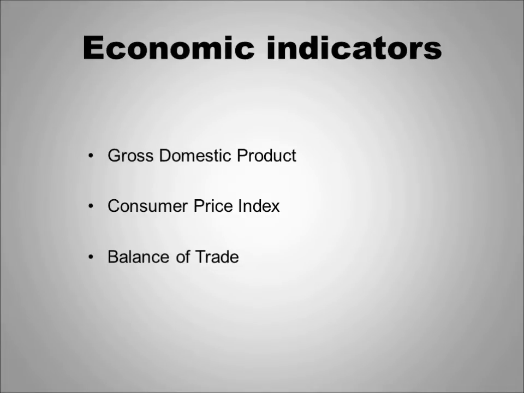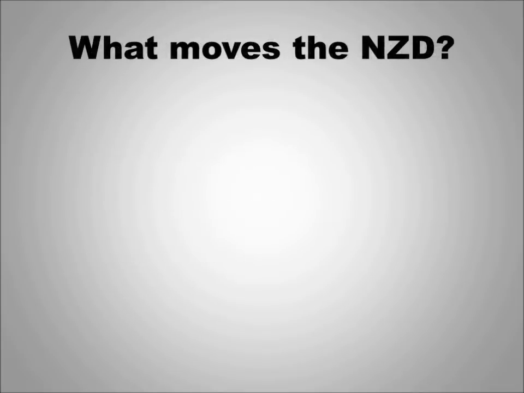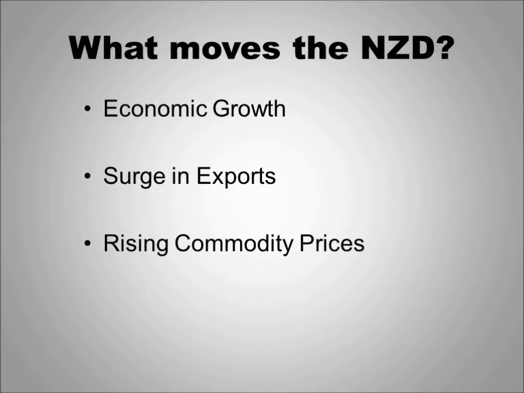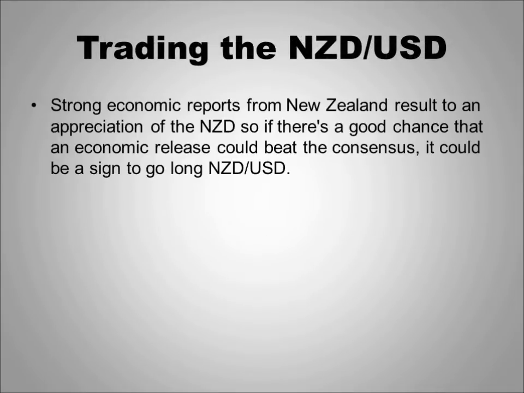Okay, so some economic indicators: gross domestic product, consumer price index, and balance of trades. These are the 3 things that we must study in order to understand how the New Zealand economy works. Okay, what moves the New Zealand dollar? Economic growth, surge in exports, and rising commodity prices. So if we plan to invest in the New Zealand dollar, we need to study these 3 factors to get our fundamental analysis. So how do we trade the New Zealand dollar, US dollar?